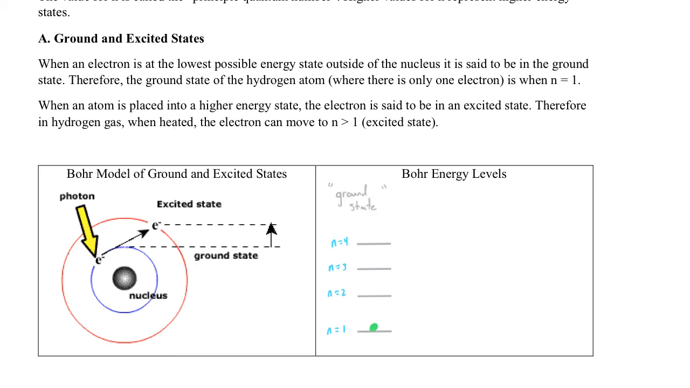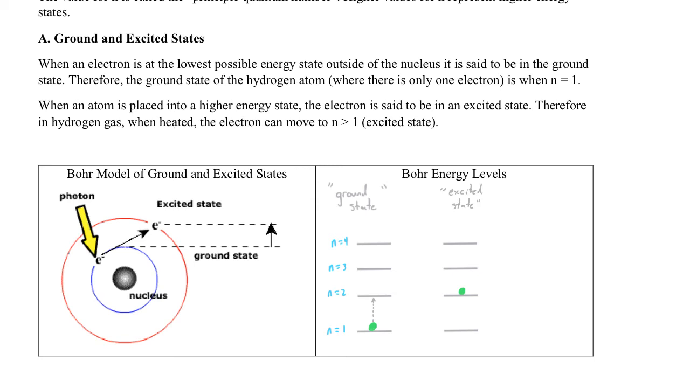Now, this particular electron could be excited into various excited states, like n is equal to 2, or n is equal to 3, or n is equal to 4. Let's just pick one of those. Say, for example, n is equal to 2. If the electron is promoted into n is equal to 2, we call this an excited state because the electron is not in the lowest available energy level.